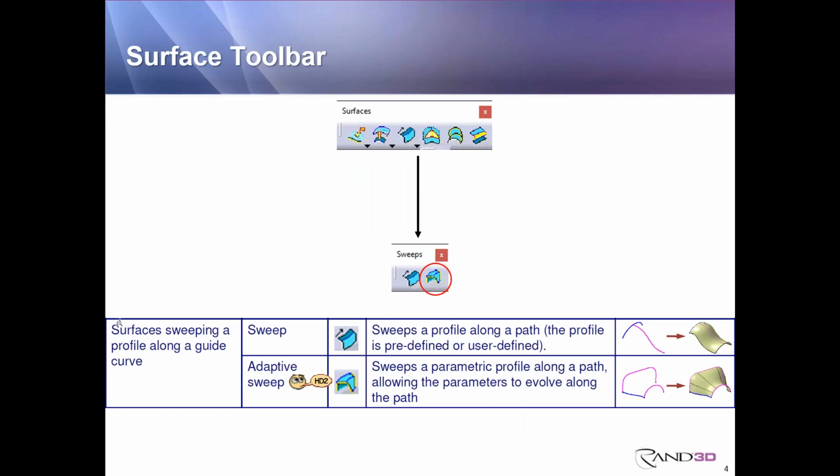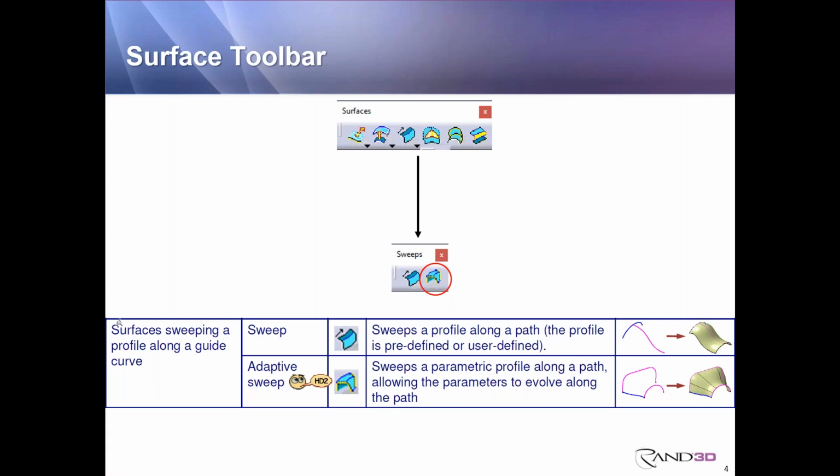So if you are in the generative shape design environment and you go to the surfaces toolbar, an illustration of which is shown above here, you can go into the area where the sweeps sub toolbar is located, and you'll have both the sweep tool and the adaptive sweep tool, which is what we're going to concentrate on in the class. But it's definitely worth mentioning that there are several surface creation options.